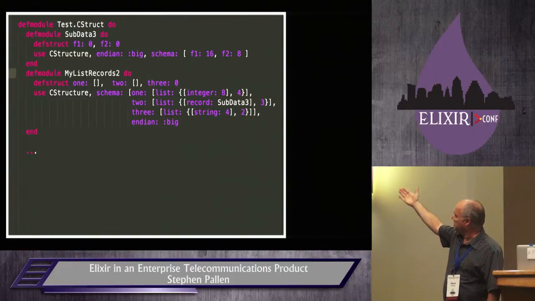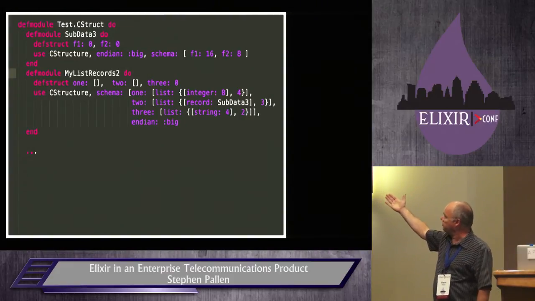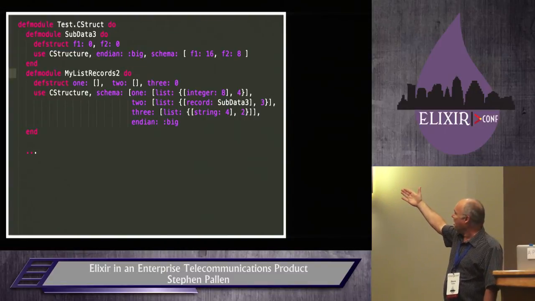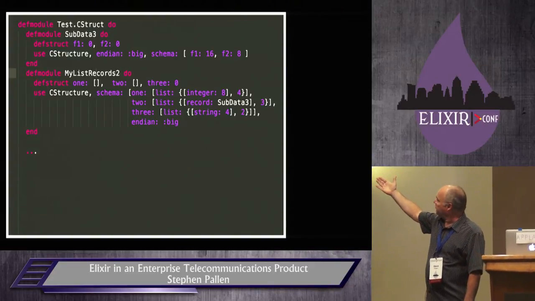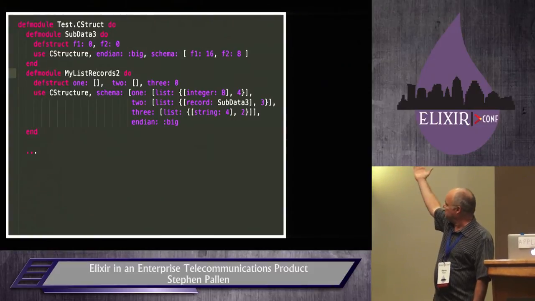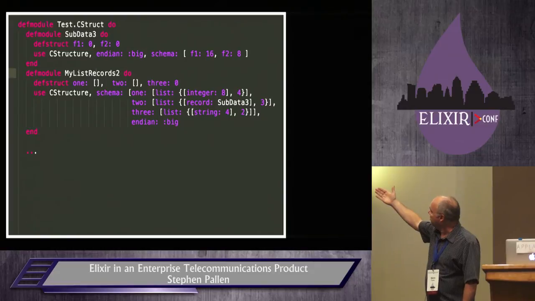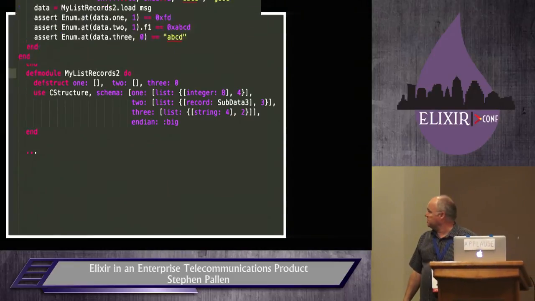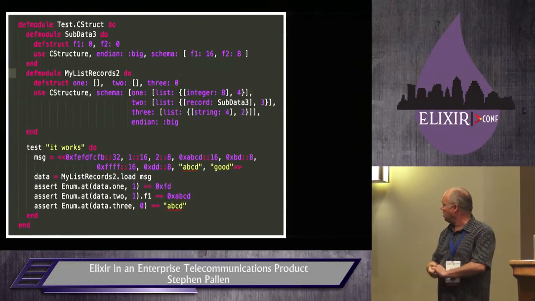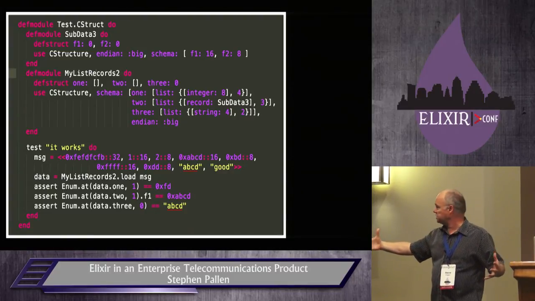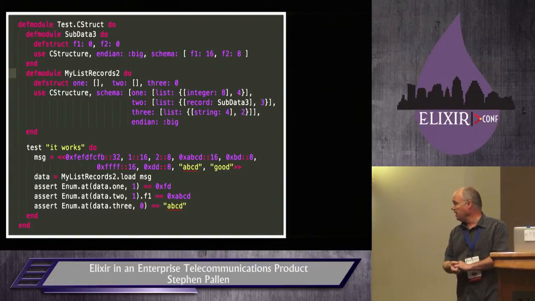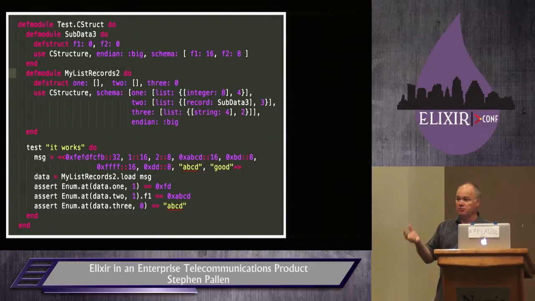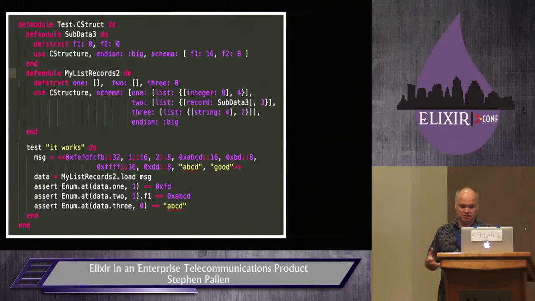Okay, and then just to show the complexity, the second one, my list records 2, was written with records and then converted to structs. The schema is: the first element called 1 is actually a list, and then defining the list, in the 2, it's a list of records, and so on. So this gives me the ability to define a fairly large, complex binary message with nested fields and so on, and be able to pull those out individually. It seemed to work pretty well. I used it for a number of protocols that I already had in C, and it was pretty easy to just translate this.